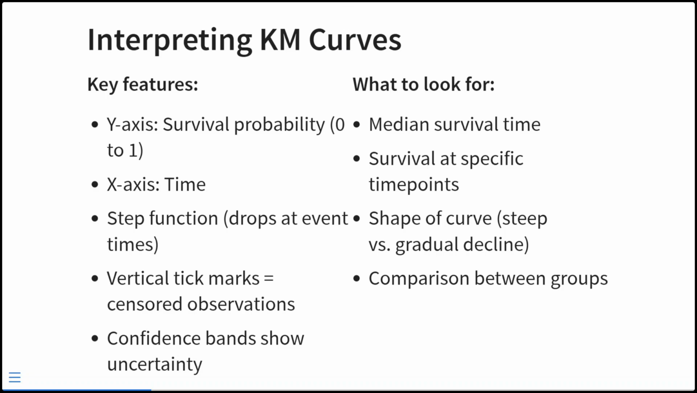We have what we call the KM curve, which I will soon be showing. Just know that the y-axis is usually survival probability, and it goes from 0 to 1. It can't exceed 1, just like probability. The x-axis is usually the time. Then we have what we call the step function, so it drops at a particular event. You are going to see it looks like a step, whereby the curve drops at a particular event. You have the vertical tick marks, which are censored observations. Then we have the confidence band, which shows uncertainty.